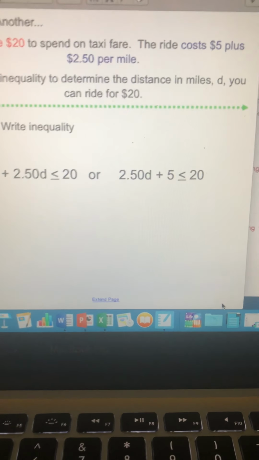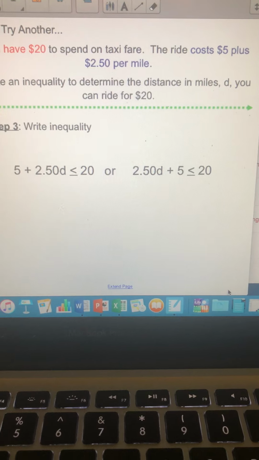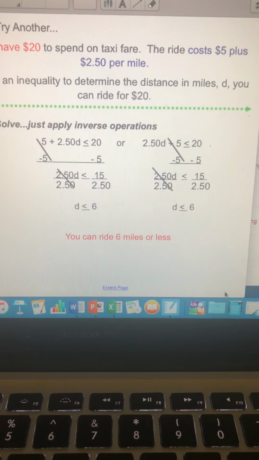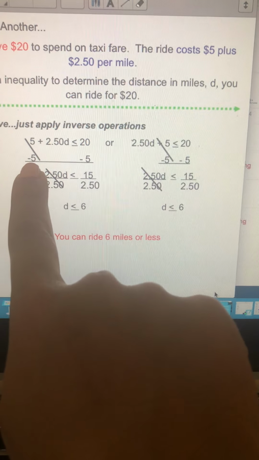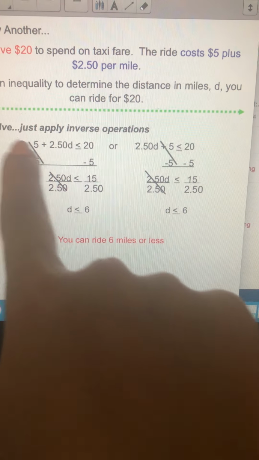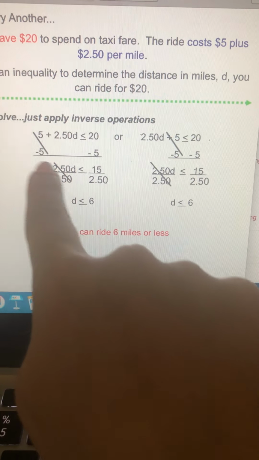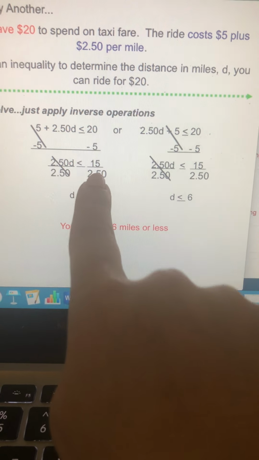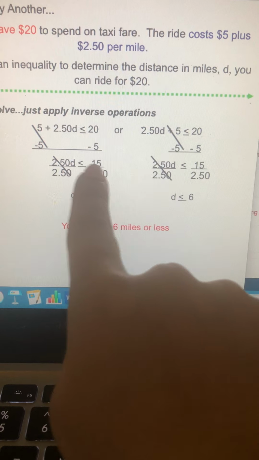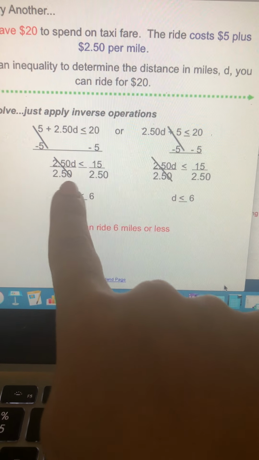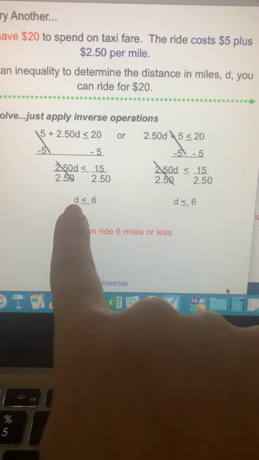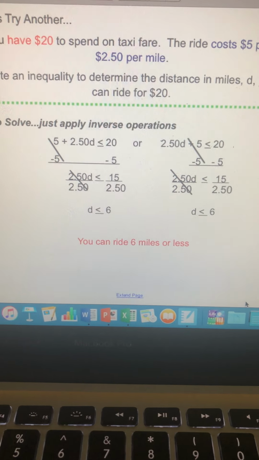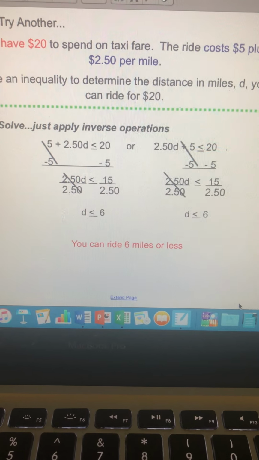Now you guys should know by now that you can also solve these inequalities by using inverse operations, and that's shown here. We would move our constant, we would subtract 5 from both sides because it's a positive 5 to cancel it out. We would be left with 2.50D less than or equal to 15, 20 minus 5. And then to get D by itself, we would divide by 2.50. So D would be less than or equal to 6, which means we can ride for 6 miles or less.